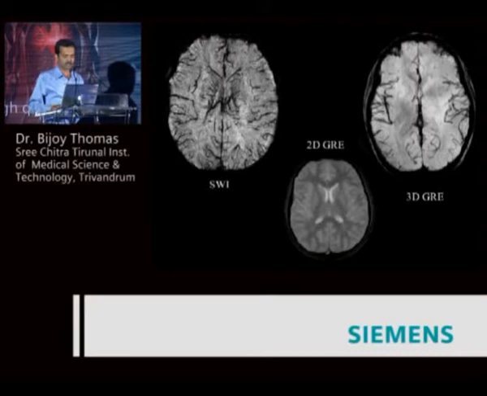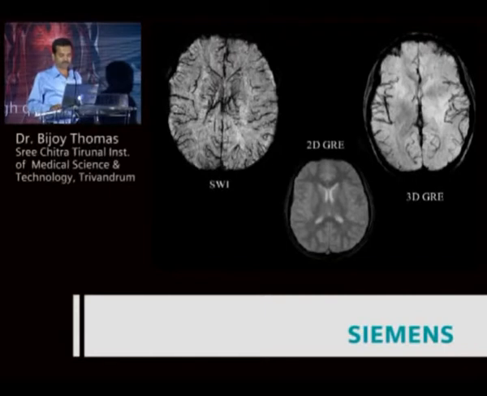So this is an SWI sequence, and this is a 3D gradient echo sequence. I know that some of the other vendors also provide a 3D gradient echo sequence, and they claim that it is equivalent to SWI. But it may not be true, although they have some other phase processing techniques which enhance the susceptibility contrast.